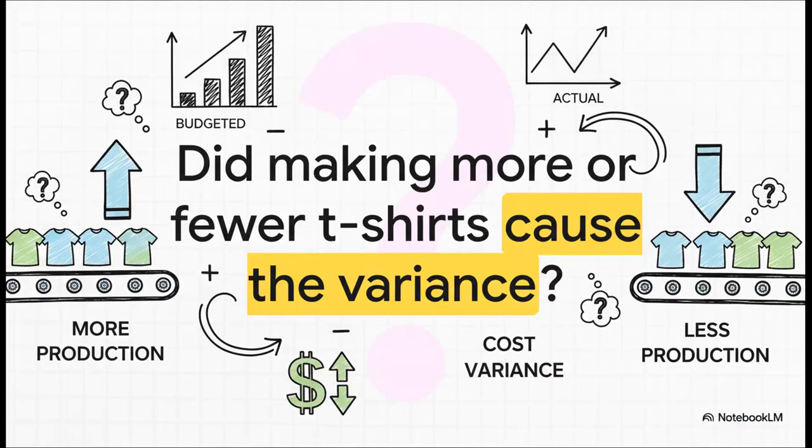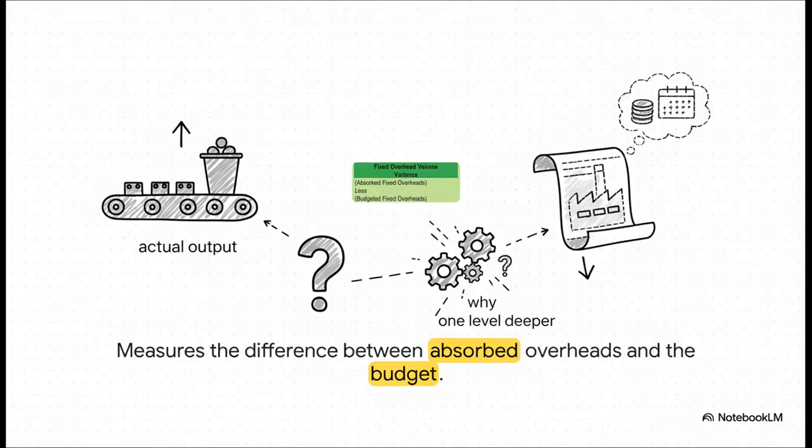So, the volume variance is all about whether we've over or under-absorbed our fixed costs. Think about it. If we produce more t-shirts than we planned, we get to spread that fixed rent over more units, which is a good thing. That's a favorable variance. But if we produce fewer, each t-shirt has to carry more of that fixed cost burden, which is adverse. So, the formula for that looks like this.